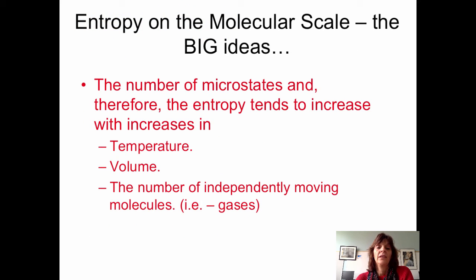All right. The number of microstates, and therefore the entropy, tends to increase with temperature. Obviously, there's more translational motion and more energy in the particles. Volume, because you have more space for the molecules to move around in and therefore more freedom of motion. And the number of independently moving particles. So if you have a reaction happening and you go from 2 particles to 3 or more, then you've got more microstates.